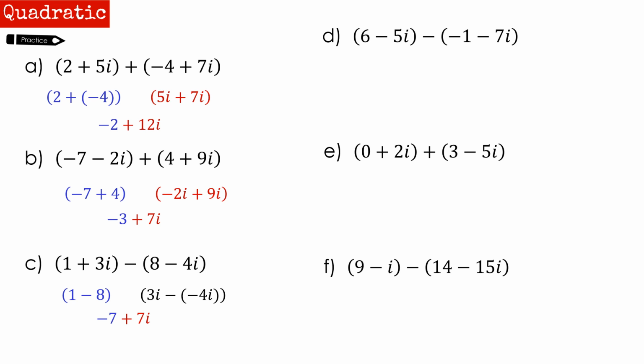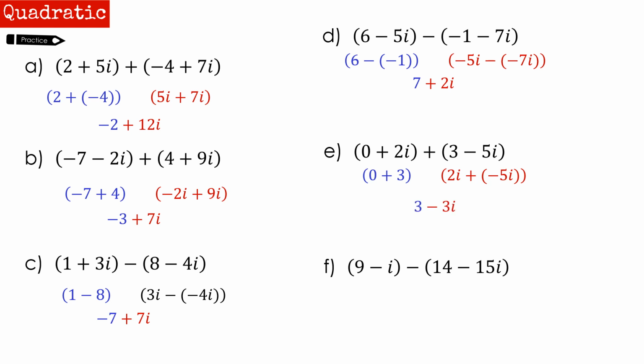For D, we're doing the same thing. We're subtracting the real numbers and subtracting the imaginary numbers. This gives us an answer of 7 plus 2i. I hope E wasn't too tricky. We're still adding the real numbers, 0 plus 3. 3 minus 5i should be rewritten as 3 plus -5i. That'll give us 2i plus -5i, for an answer of 3 minus 3i.